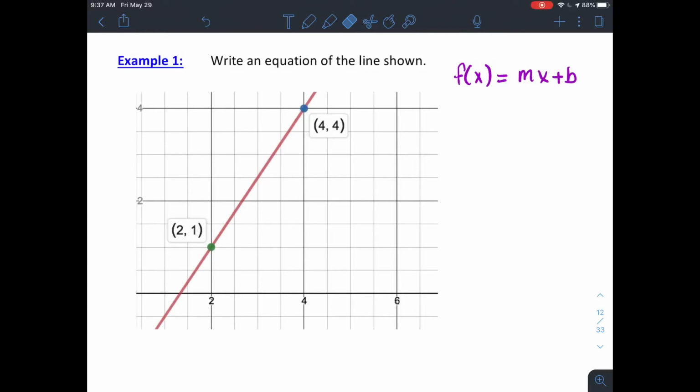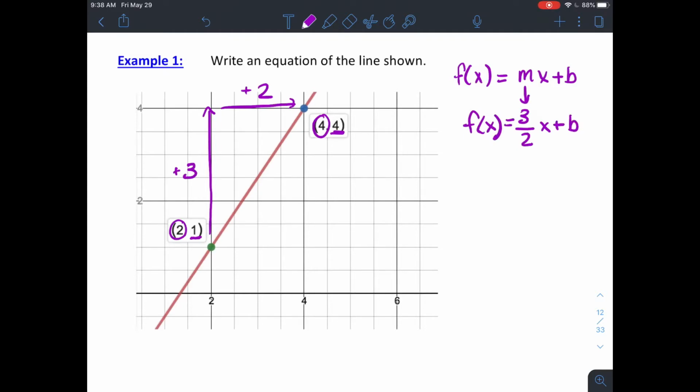All right, quick reminder about writing equations of lines. So we're going to do this in slope-intercept form. First thing I'm going to do is figure out my slope. If I look at my rise and my run, it's going up from a y value of 1 to 4, so it's rising up 3, and it's going to the right 2. Both of those are positive. Up is positive direction, right is positive direction. So rise over run makes my slope 3 over 2.